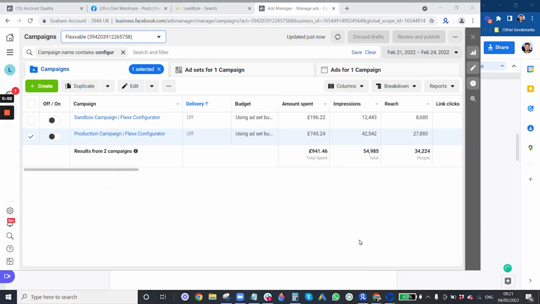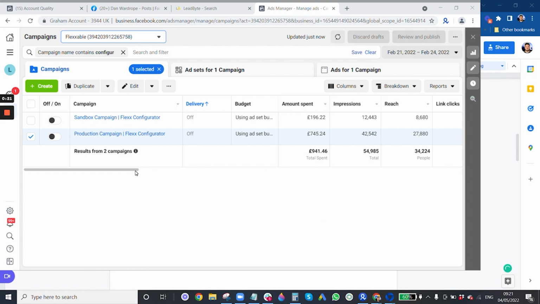Hey guys, just to quickly take you through the account. So as you can see, from the period of the 21st to the 24th, we were spending on our Flex Configurator campaigns, trying to get people onto our kind of course. So in this period, we spent £941.